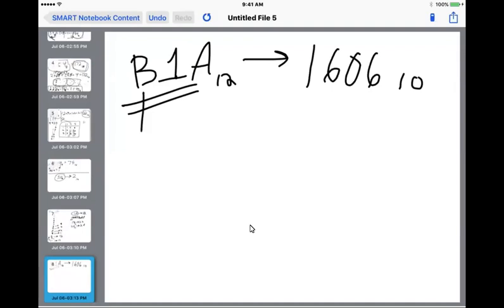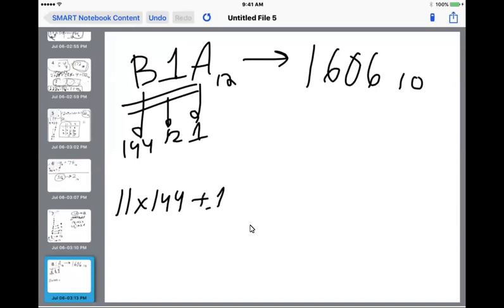Yes, this B is in the 144's place, and the 1 is in the 12's place, and the A is in the 1's place. But B stands for 11, so it's 11 times 144 plus 1 in the 12's place, and the A stands for 10. So that's base. Base is bigger than 10.